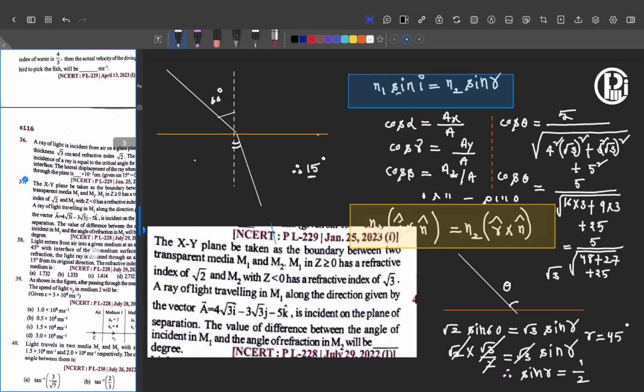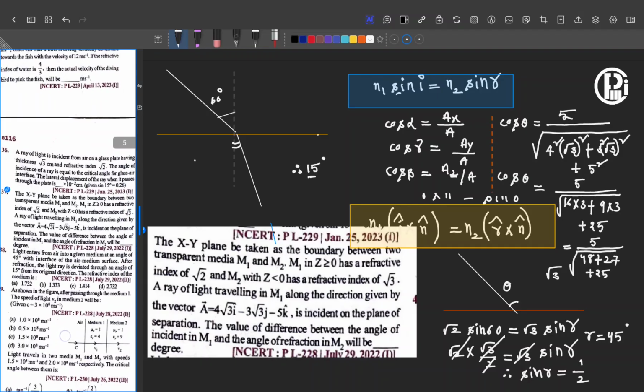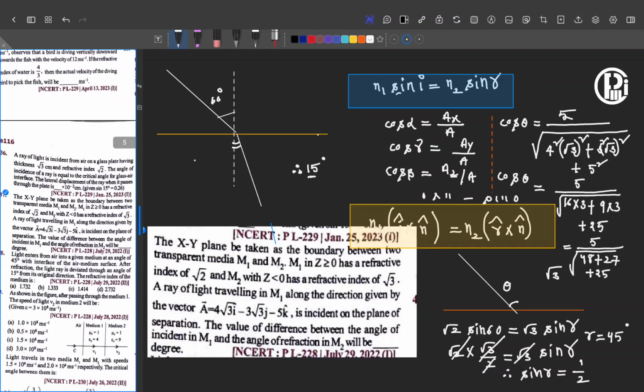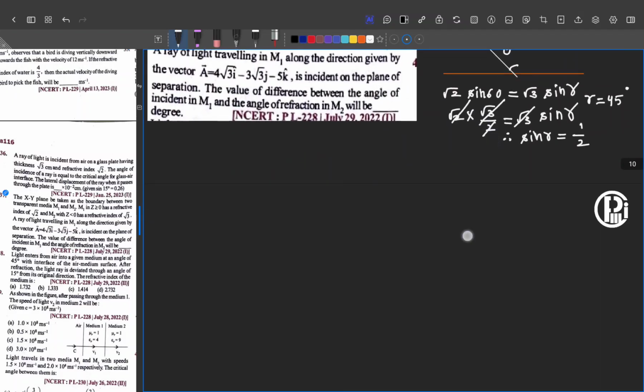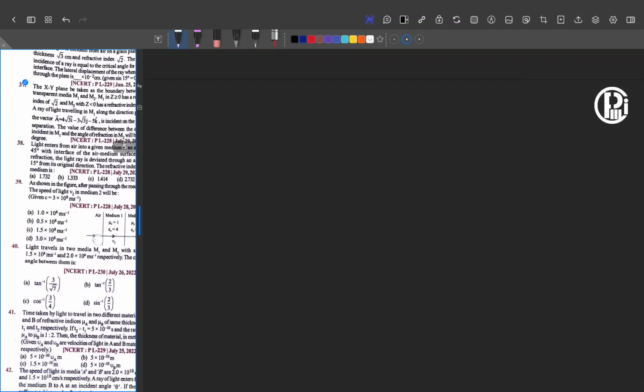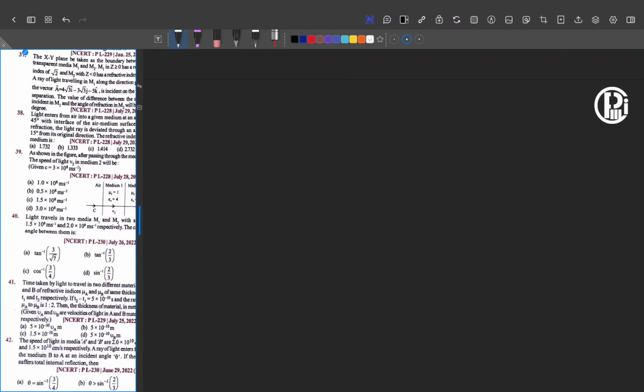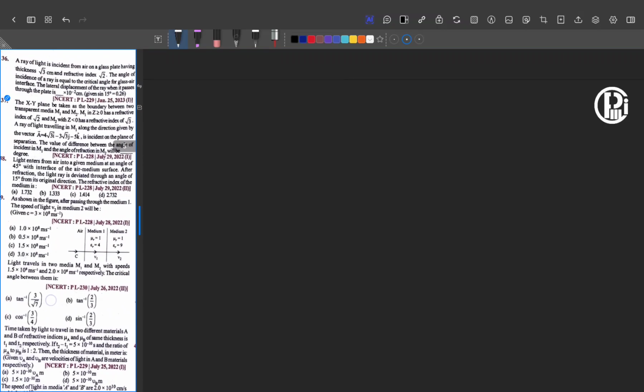So that was all about question number 37. Sorry, question number 37 is over. Let's see question number 39. This 39 has a special importance, so please have a look. Let me take it out. Question number 39, this one.